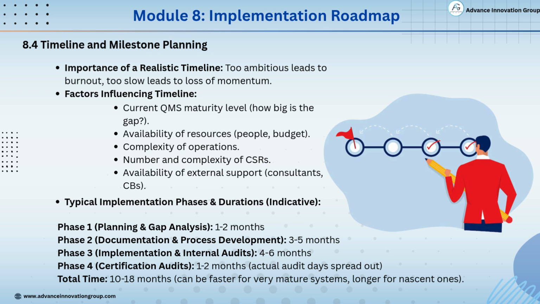Balance is key. The factors that influence the timeline include the current maturity level of your quality management system. How far are you from meeting the standard? The availability of resources. Do you have enough people, time, and budget? The complexity of operations. More complicated systems take more time. The number and complexity of CSRs, customer-specific requirements.